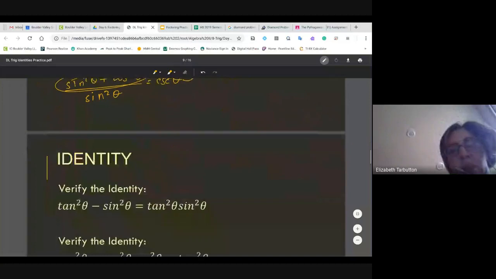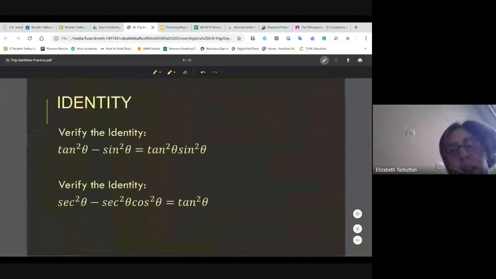Here's a couple more for you to practice. I want you to go ahead and pause the video and then come on back and I will show you how I solved them.